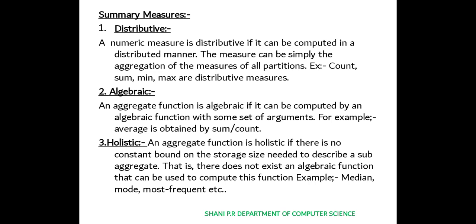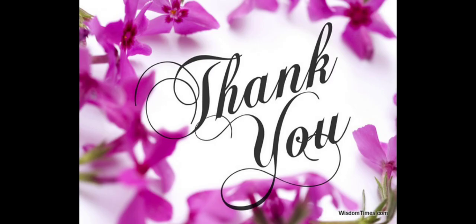So it's algebraic. Holistic: an aggregate function is holistic if there is no constant bound on the storage size needed to describe a sub-aggregate, that is, there does not exist an algebraic function that can be used to compute this function. Examples: median, mode, most frequent, etc. So these are some of the points you have to write in your notes. Okay, so thank you.